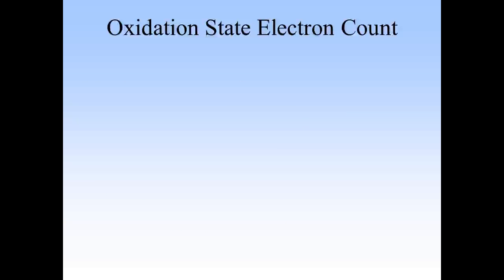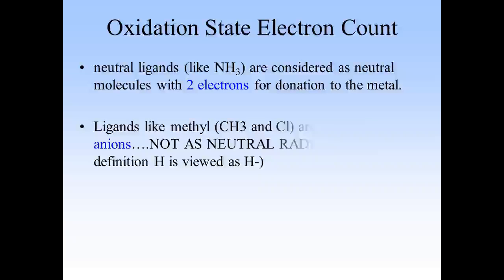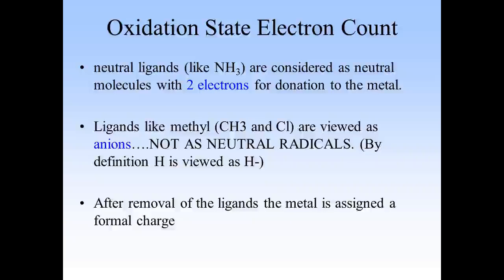In this slide, how we are going to count the electrons for the 18 electron rule in the oxidation state method. Neutral ligands, for example ammonia, are considered neutral, and can donate 2 electrons to the metal. So each neutral ligand can donate 2 electrons. Ligands like methyl and chlorine can be viewed as anions, CH3 minus, Cl minus, and not as neutral radicals. And H is also viewed as H minus, not H.